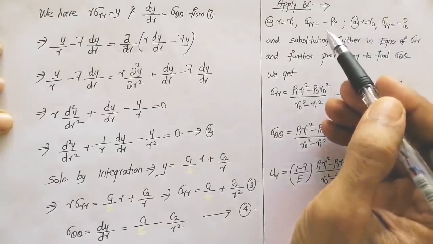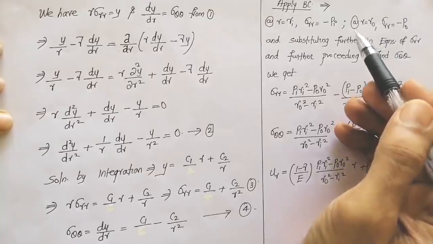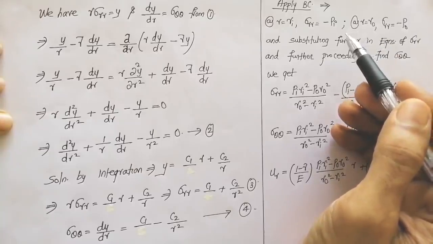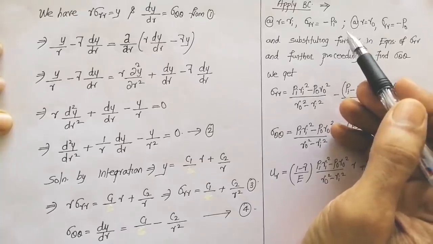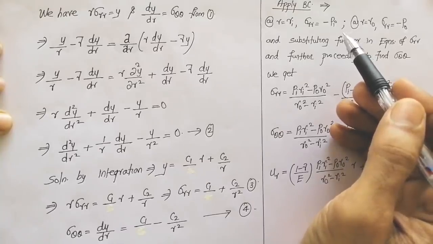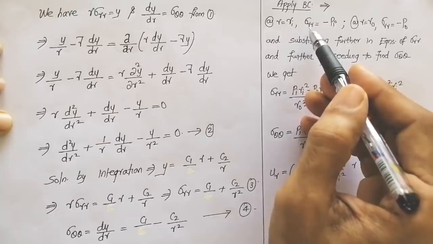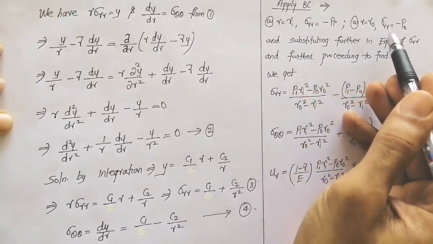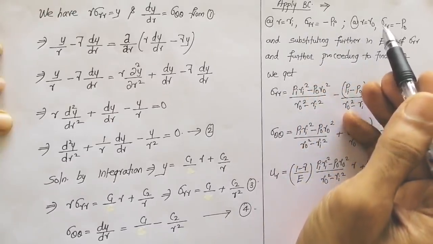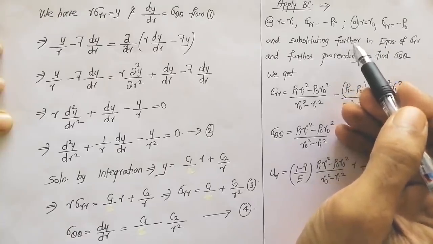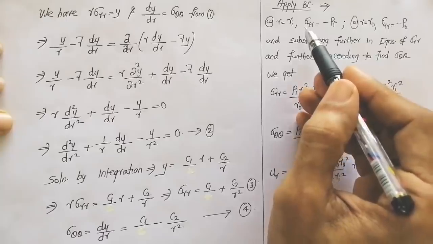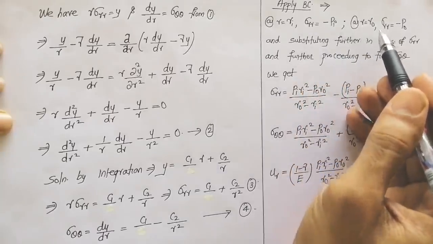Now, the most important point you have to remember is that the boundary conditions must always be applied on sigma rr only, not on sigma theta theta. So remember once again, the boundary conditions must be applied on sigma rr alone, not on sigma theta theta. Whichever case, whether it is a case of thick walled cylinders or it is a case of rotating discs, the boundary conditions are always applied on sigma rr alone.